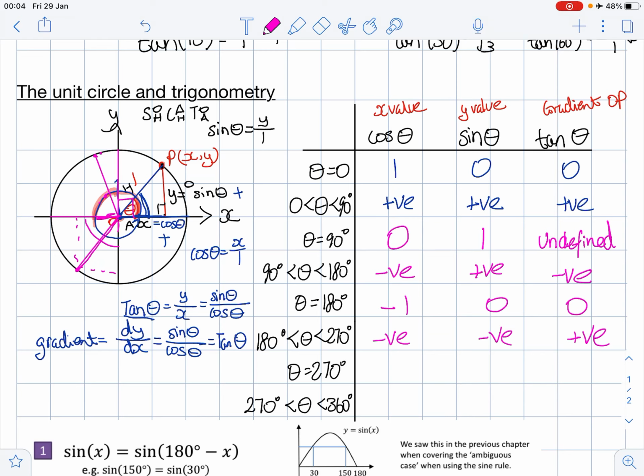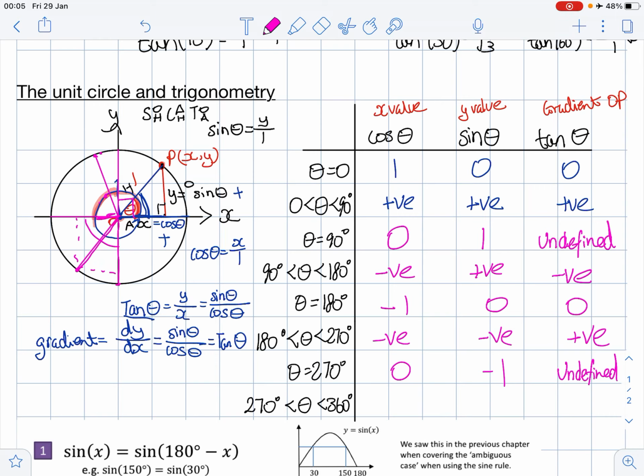Then theta equals 270, which is this line here. My x value is 0 and my y value is -1. Remember, it's our unit circle: the maximum is +1 and the minimum is -1. Again, it's vertical, so tan theta is undefined.